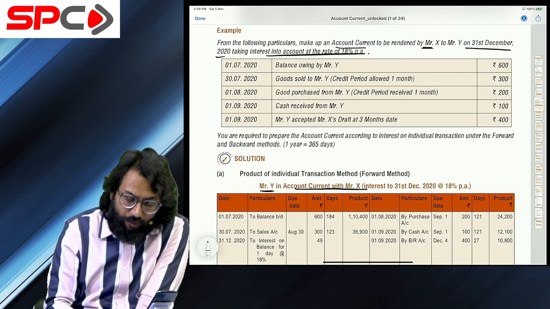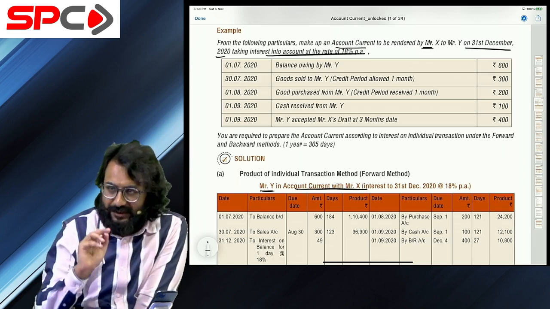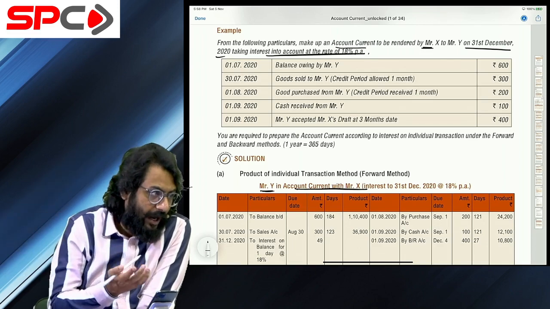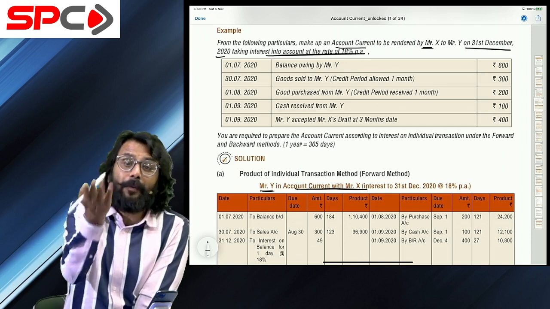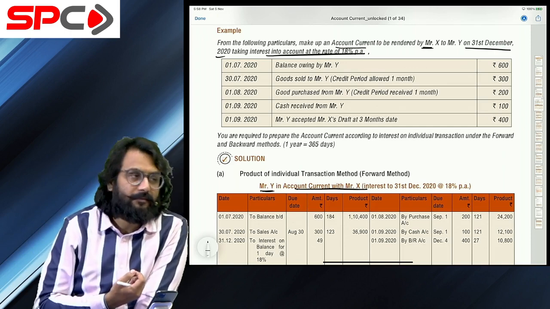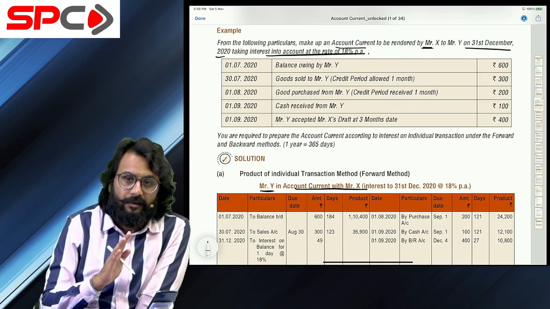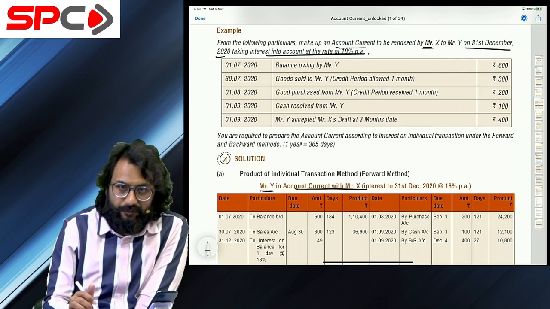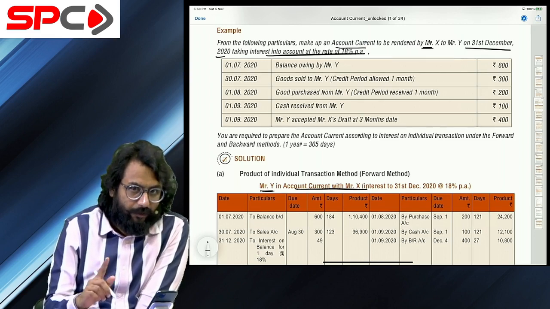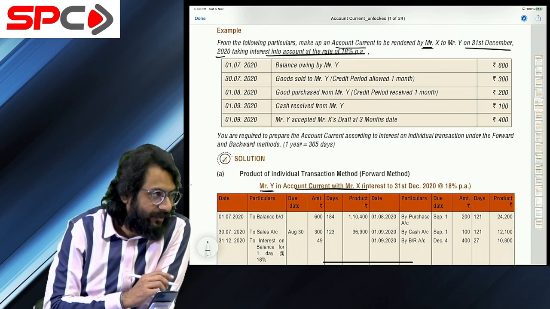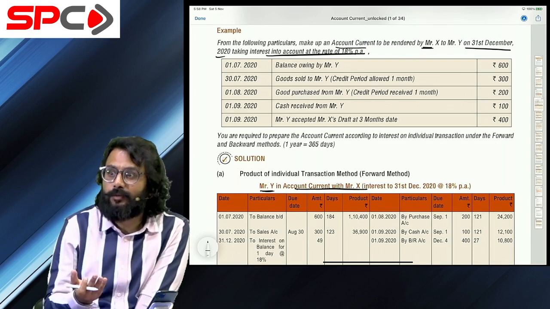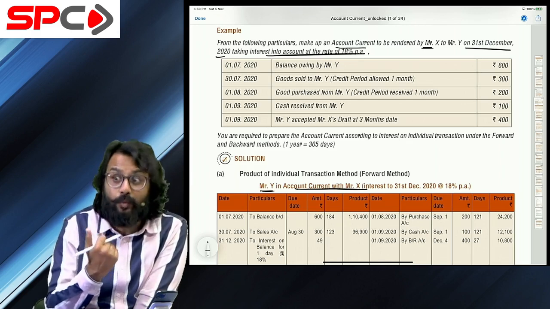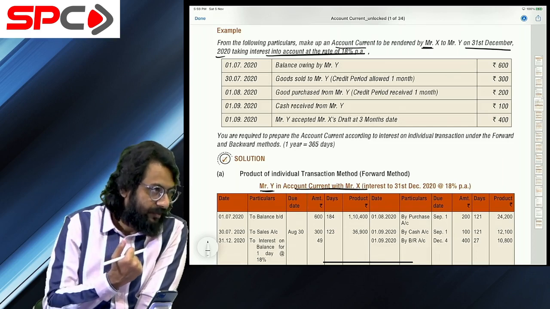Now, balance owing by Mr. Y. We are in whose books? X. Owing by Mr. Y. So think from X's point of view. Are we supposed to receive or are we supposed to pay? Balance owing by Mr. Y. Sure, this is receive. Take an example: I am loved by you. So am I receiving the love or giving love? I am receiving. I am loved by you, I am receiving love. You getting my point?